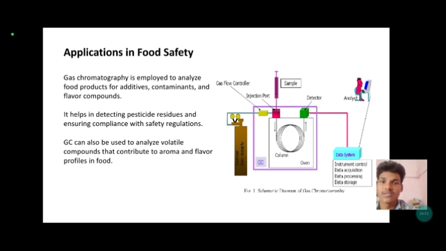Applications in food safety. Gas chromatography is employed to analyze food products for additives, contaminants, and flavor compounds. It helps to detect pesticide residues and ensure compliance with safety regulations. Gas chromatography is also used to analyze volatile compounds that contribute to aroma and flavor profiles in food. You can see the food safety gas chromatography.